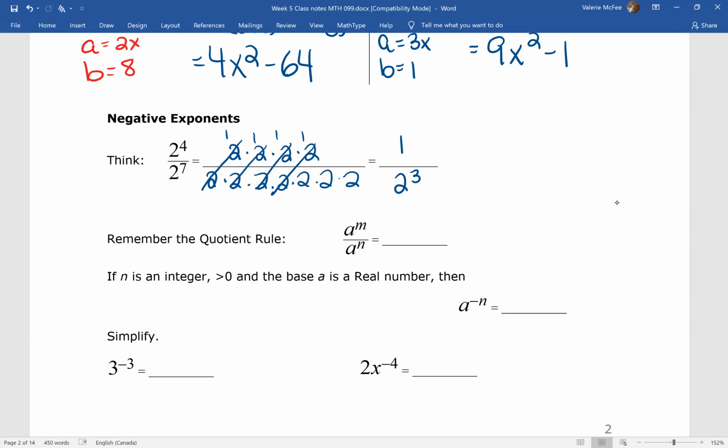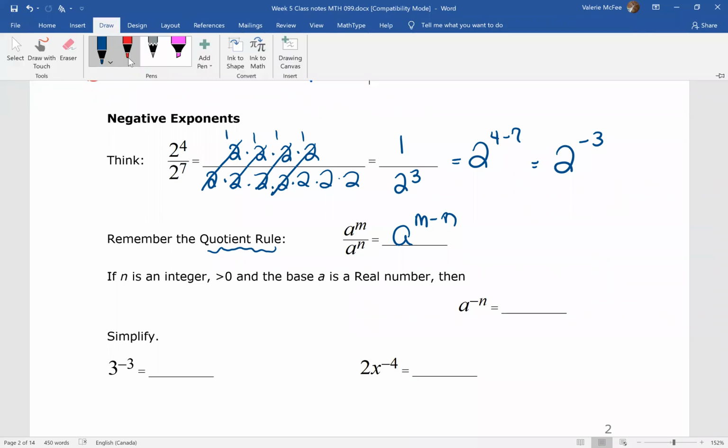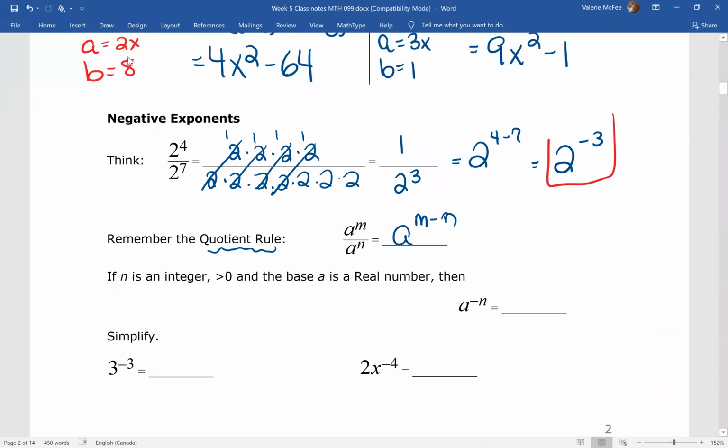Now, if you were thinking about that quotient rule we talked about last week, we know that this would have been a to the power of m minus n. That means that this would have been 2 to the power of 4 minus 7, or 2 to the power of negative 3. 2 to the power of negative 3 then is equal to 1 over 2 to the power of 3.